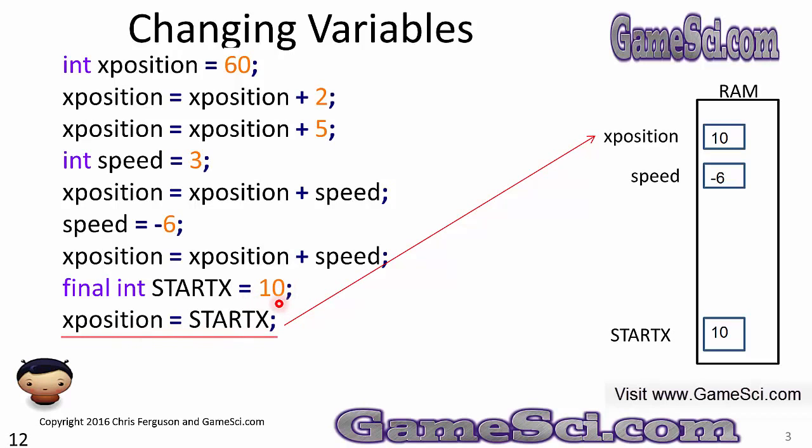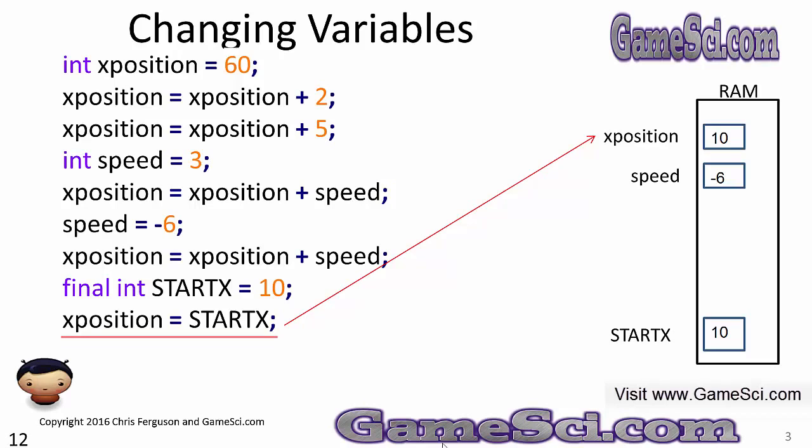Every time X position equals start X, I will reset the player to position 10 on the X axis. That's why my character moved way over to the left of the screen. And you're going to want to set up some sort of constant variable like this in order to make sure that your player starts at the same position every time.